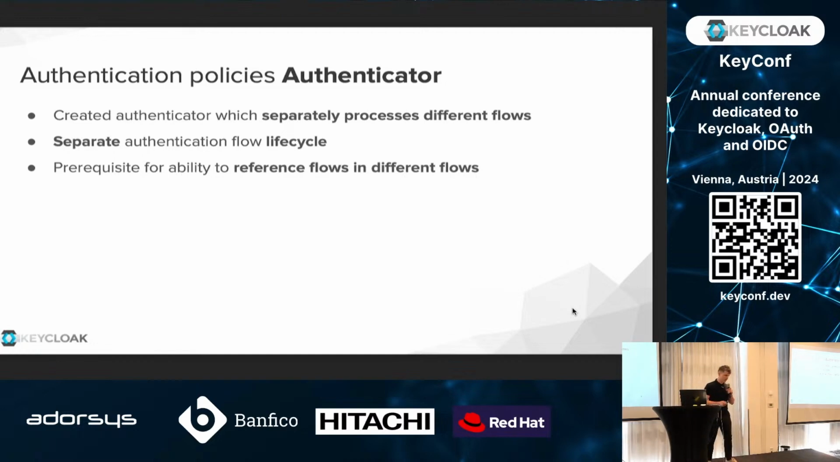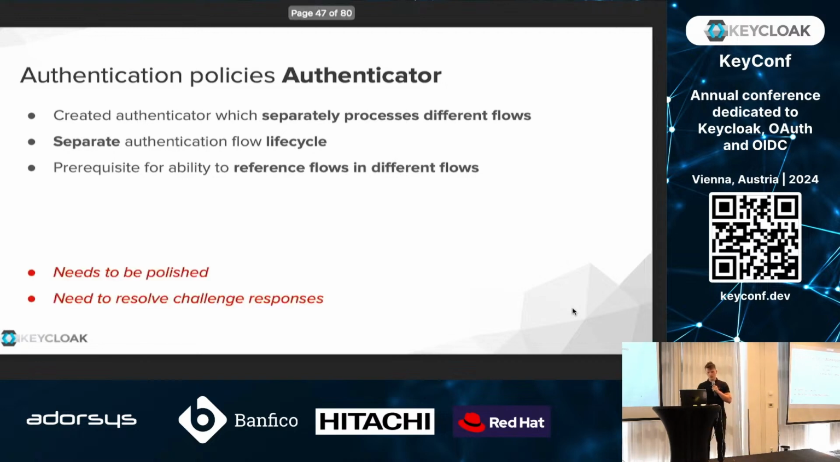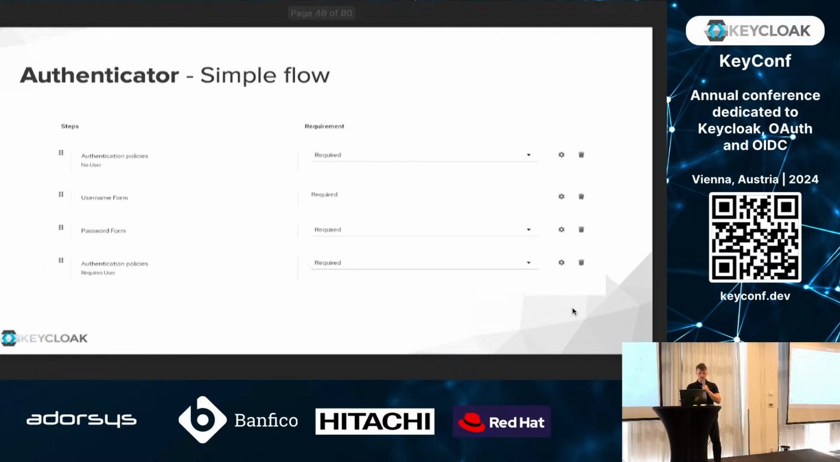As you can imagine, you have the authentication flow and you want to achieve some special cases. You just need to explicitly add all these conditions, actions. It might be the prerequisite to, like, okay, redirect me to a different flow and execute it afterwards. The current implementation needs to be polished, and I also need to resolve the challenge responses when the data are sent between them.